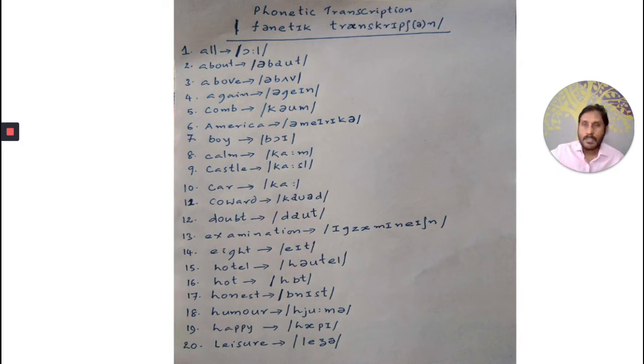Here we go. Phonetic transcription. Any given English word, you should know how to transcribe. You should know what sounds are audible to you, how a particular word sounds, and according to that sound, you should write the phonetic symbols. That is transcription. One thing is that you should know the right pronunciation.